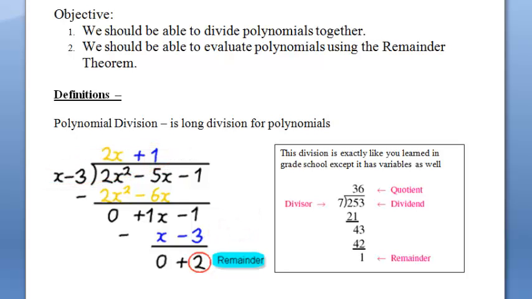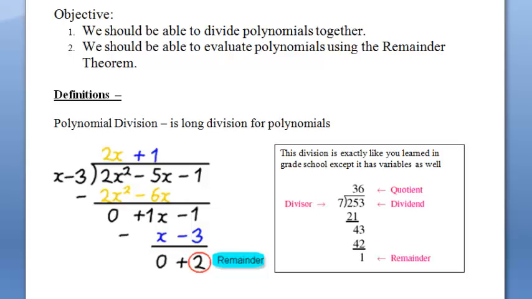We just subtract, just like we did before. Over here to the right, I have 43 minus 42 is 1. I don't add those together. I subtract. So I do the same thing over here. I subtract. 1x take away an x is 0. Negative 1 take away a negative 3 is a positive 2. So that is our remainder, just like we had a remainder of 1 over here with numbers.